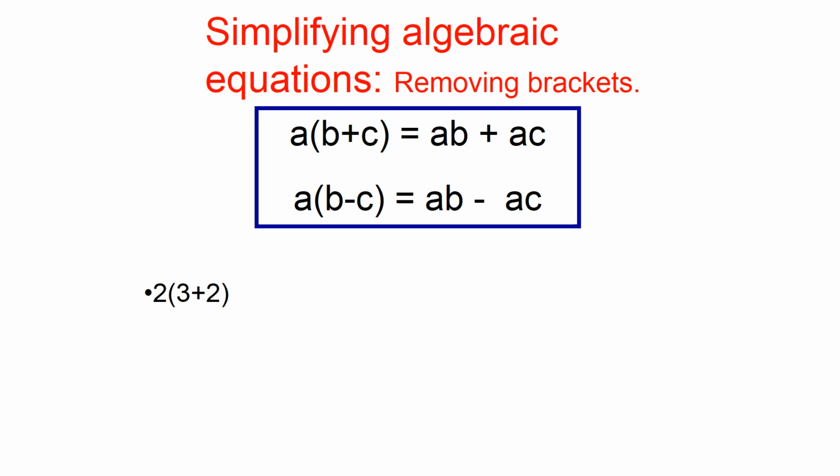So that's the same as if we'd evaluated this bracket first. So 3 plus 2, 5, times 2 is also equal to 10. So that's how the magic works.